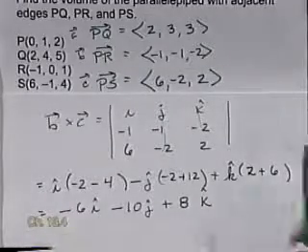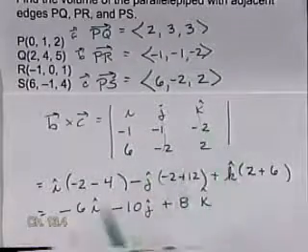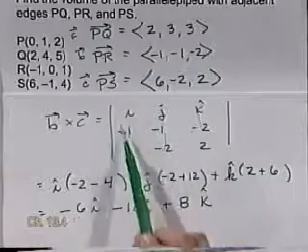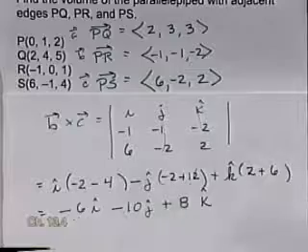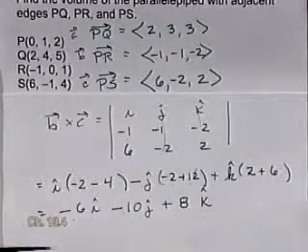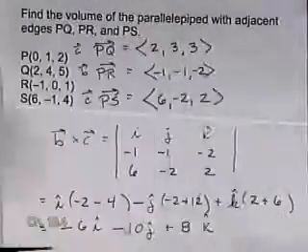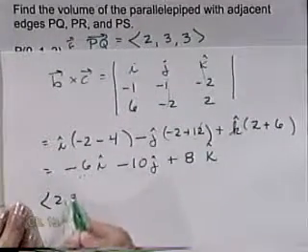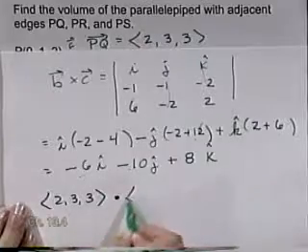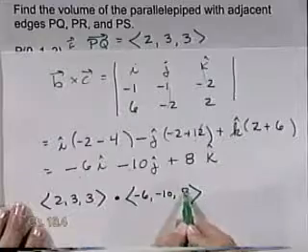Okay, and I'm just going to check these again to make sure I have them right. That times that, negative 2 minus 4 is a negative 6. This one's going to be a negative 2 plus 12 is 10, so it's minus 10. And that one is 2 plus 6 gives me 8. And our formula says it's A dotted with B cross C. This is B cross C, so we're going to take A, which is vector 2, 3, 3, and dot it with B cross C, which is this vector right here, negative 6, negative 10, and 8.